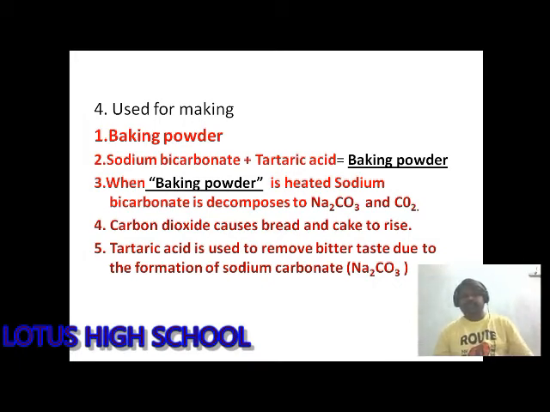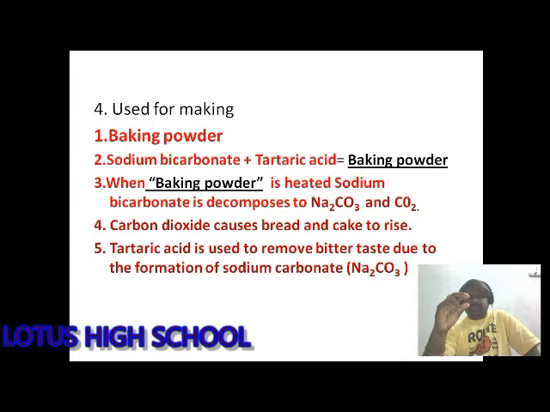When they are giving heat, the baking powder decomposes to Na2CO3 and CO2. The CO2 that is produced in that material, that carbon dioxide, is useful for making the bread and cake rise. That means the bread and cake rise, just coming to a bulk shape. What is that bulk shape? If the bulk shape comes, it contains the spongy nature.